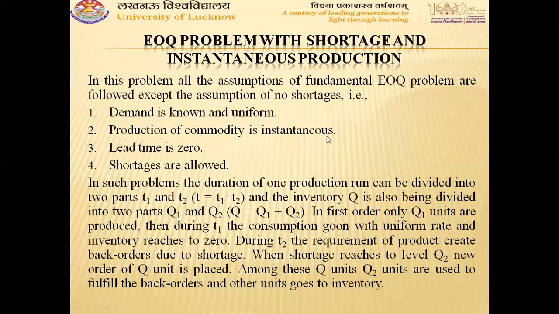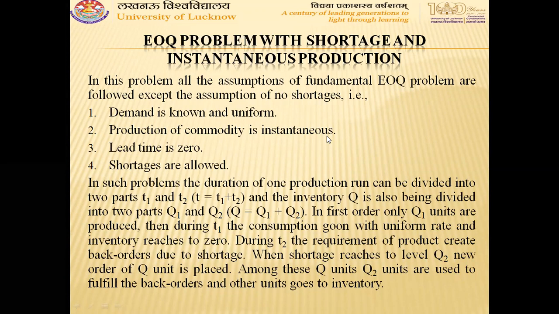During T2 again no order is placed, so the uniform demand creates shortages or back orders. When shortages reach a specified level Q2, a new order is placed and the new order will be of size Q, that is Q1 plus Q2. Among these Q units, Q2 units will be used to fulfill the back orders or shortages, and the remaining Q1 units will again go to the inventory.